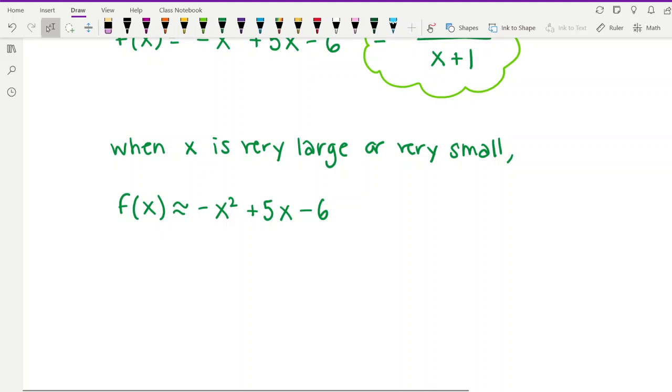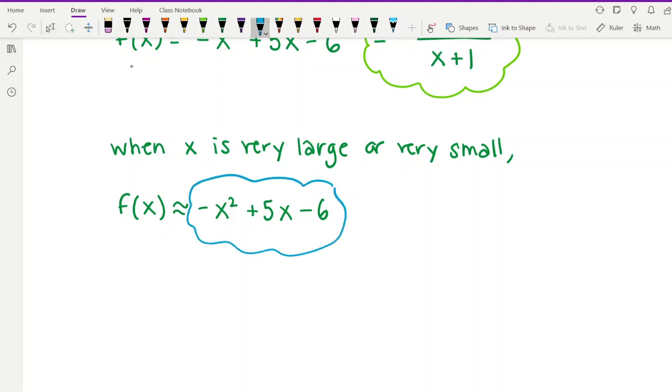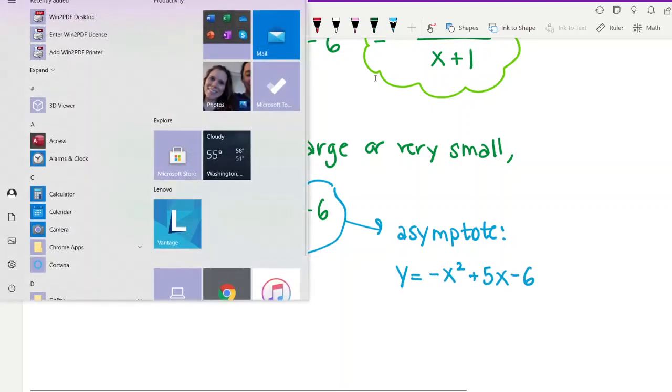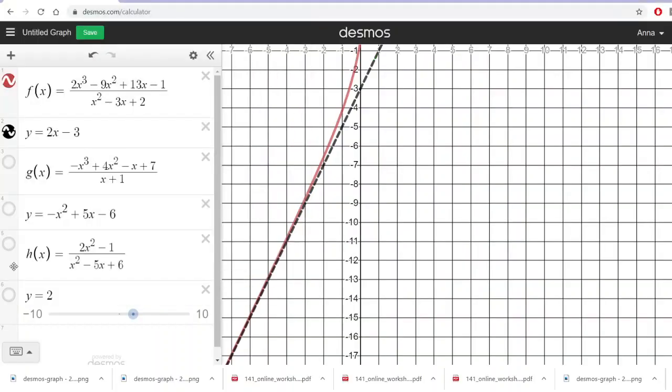And so this part right here is the asymptote. We'll see that the parabola that our function approaches is the parabola y is equal to negative x squared plus 5x minus 6. So let's take a look at that.